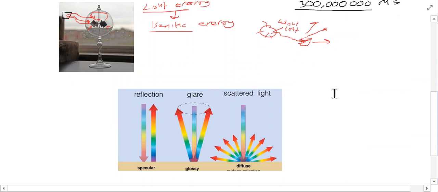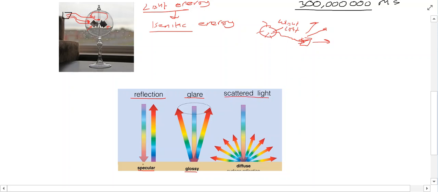So light can hit objects and bounce off them in different ways. The first way we will look at is what's known as reflection. So it's specular light or specular reflection, and this is basically where light bounces off an object, and we'll look at some examples of that. Then we have what's known as glare, and again, it's when you have a glossy type of surface, you get light bouncing off this surface like so. And again, I'll show you an example of that. And then the other type is what's known as scattered light.